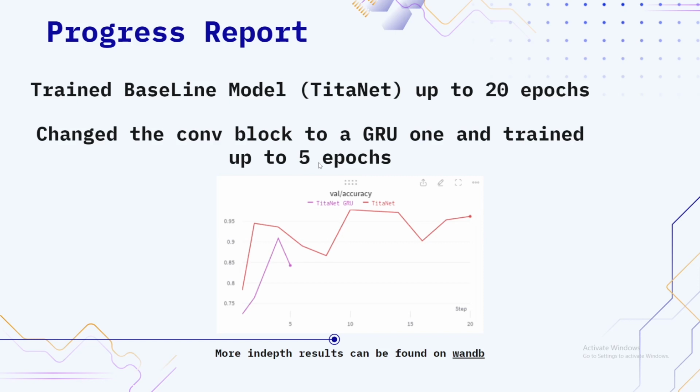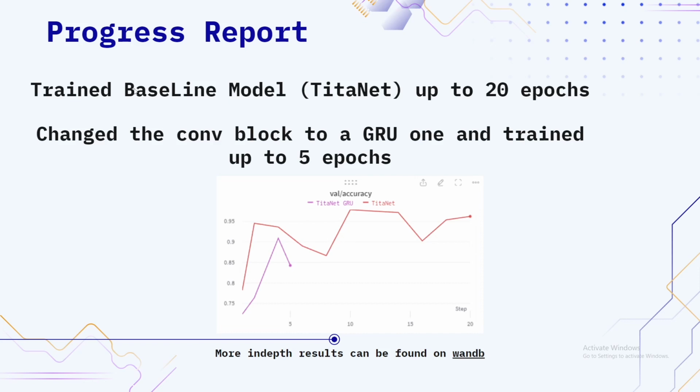That's why I also trained up to 5 epochs only on the GRU one, because it took way longer. But the surprising thing is that it actually gave worse results, still very good but worse. One thing to notice is that I haven't changed the hyperparameters that came with the default TitanNet for the GRU, so that could be part of the reason why it gave worse results. That would be one of the things that we would try to do in the future updates in the timeline.